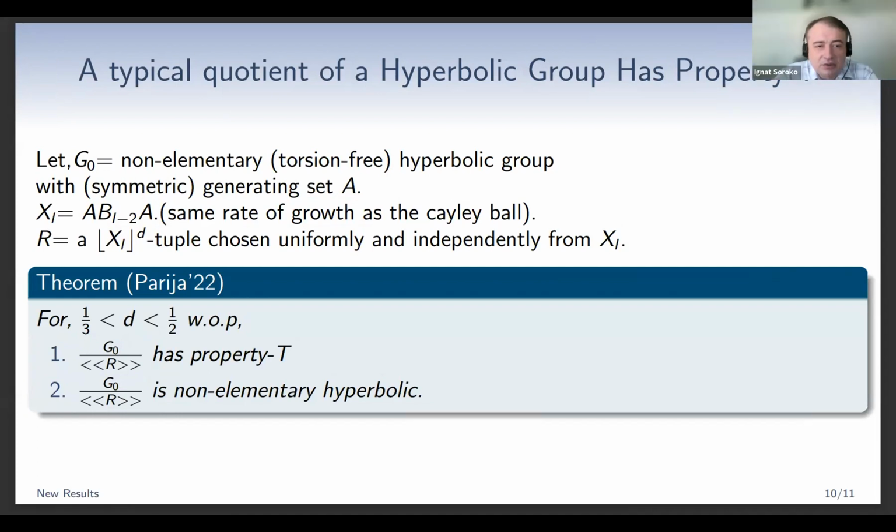Yeah. So in this theorem, is it for all D in this interval, or does there exist one D in this interval? Oh, it's for all D. For all D. Pick any D.